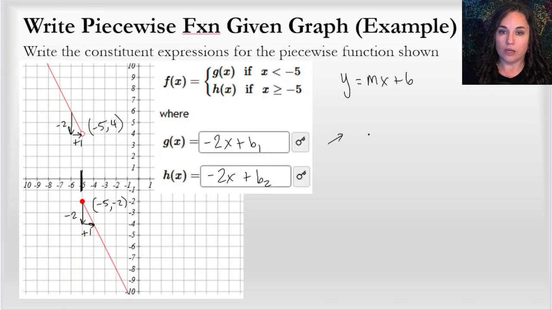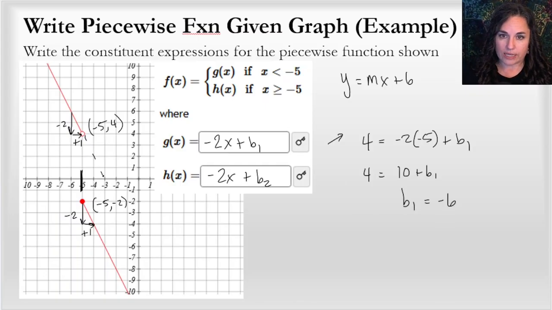So for g, I can say that 4 equals -2 times -5 plus b1. When I solve, I get 4 equals 10 plus b1, so b1 has to equal -6. You might be able to guess this as you project a line down here; we're going to get down to -6. So when I write that equation in my box, overall, I'll put -2x minus 6. Done for the first part.